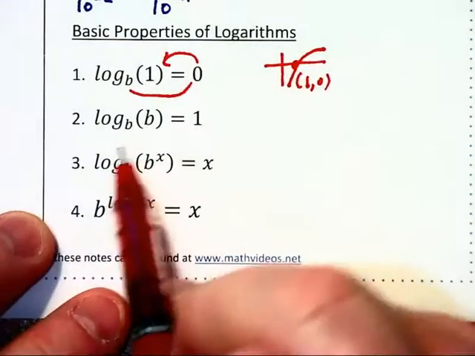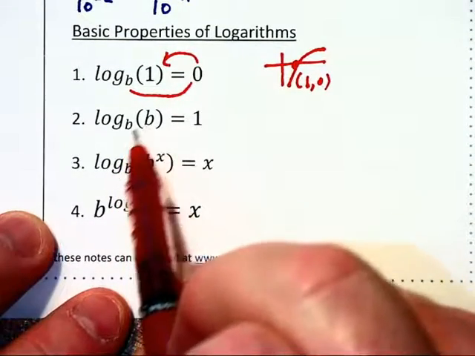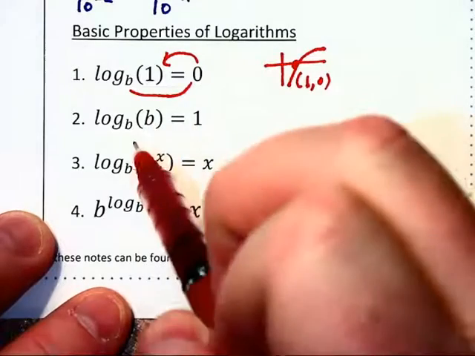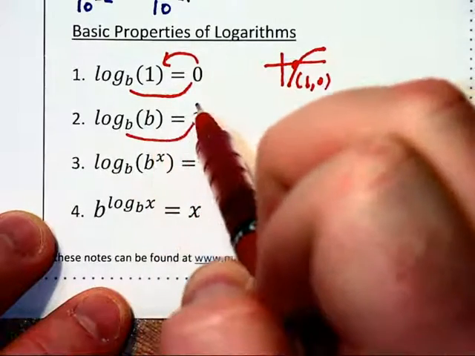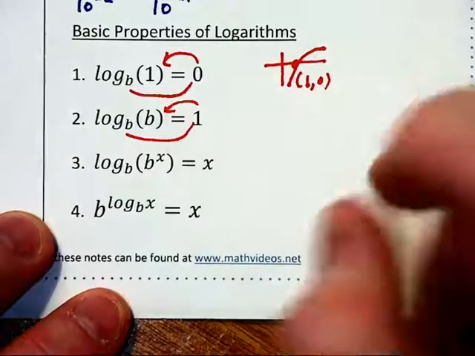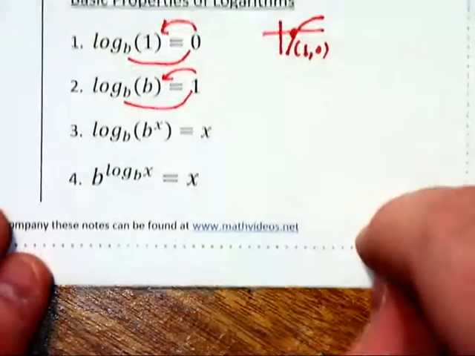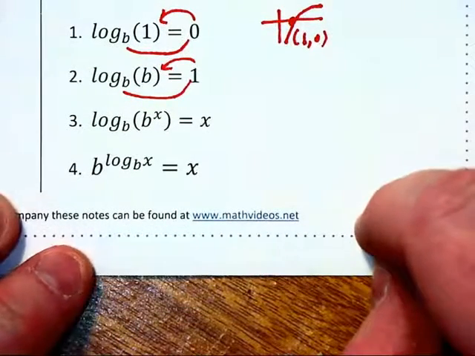Looking at this next one, whenever the base and the argument are the same, the value is 1. Basically, you're saying b to the first power makes b. Properties 3 and 4 are a little bit different.